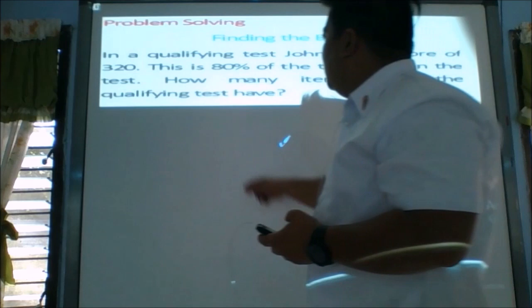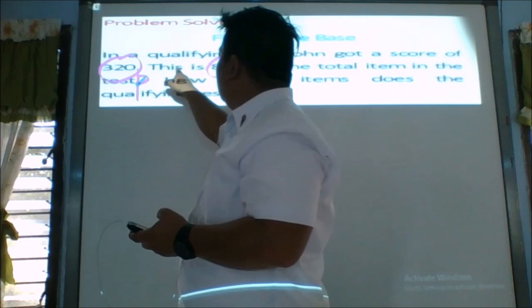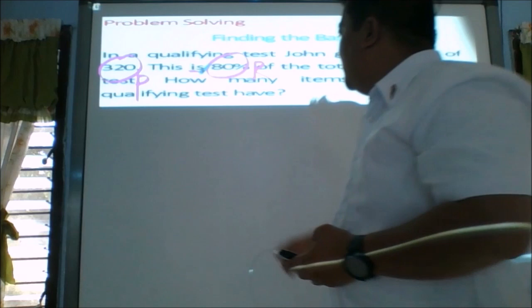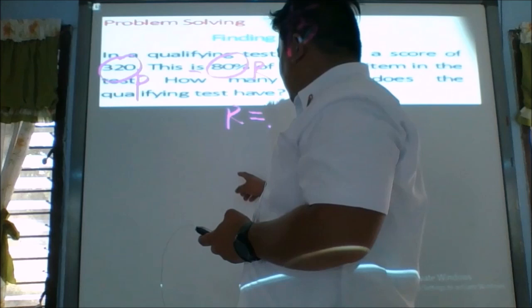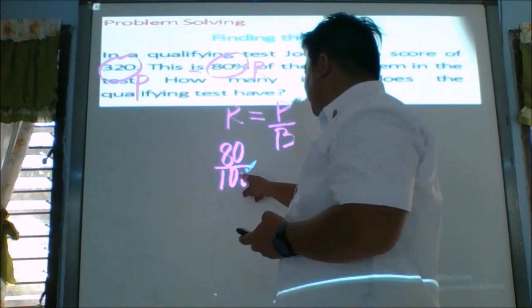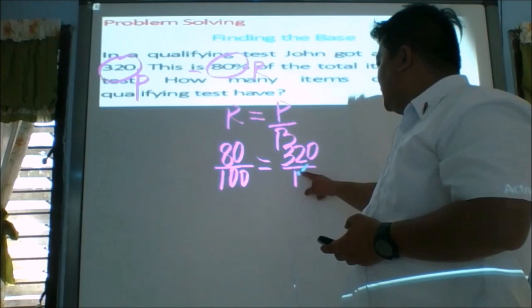So we have here 80%, considered as the rate, and 320 considered as the percentage because of the word "is." To find the answer, let us use the proportion. Rate is equal to percentage divided by the base. So rate is 80%, so 80 is to 100, equals the percentage 320 over the base, which is unknown, so we substitute the base as n.